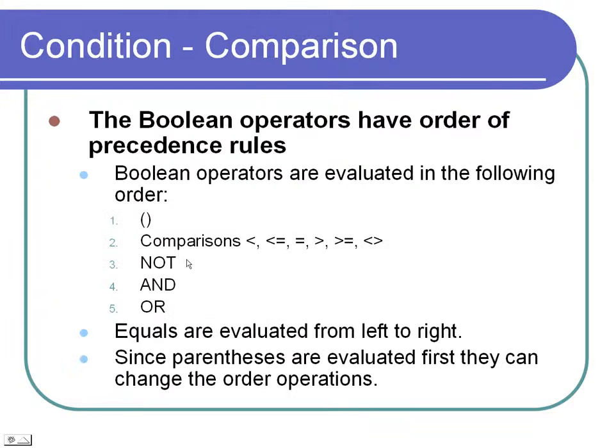Looking at those, we're going to see the order of precedence. Now this is important. Parentheses come first, just like algebra. Then the comparisons are all of equal rank. Then the not, the and, the or. Sometimes you need to know this order of precedence so you'll know when you need to put parentheses. Equals are evaluated from left to right, unless there are parentheses, which change the order of operation, just like in algebra.